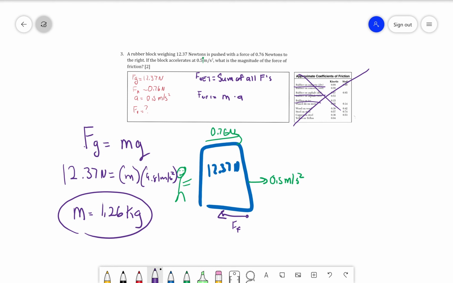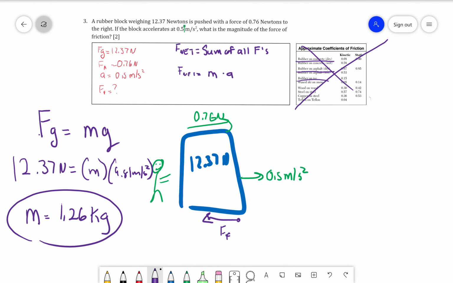Okay, now we know mass. And we also know the acceleration. So 1.26 kilograms times the acceleration, 0.5 meters per second squared. And we find out that the F net, let's see, is about 0.63 newtons.